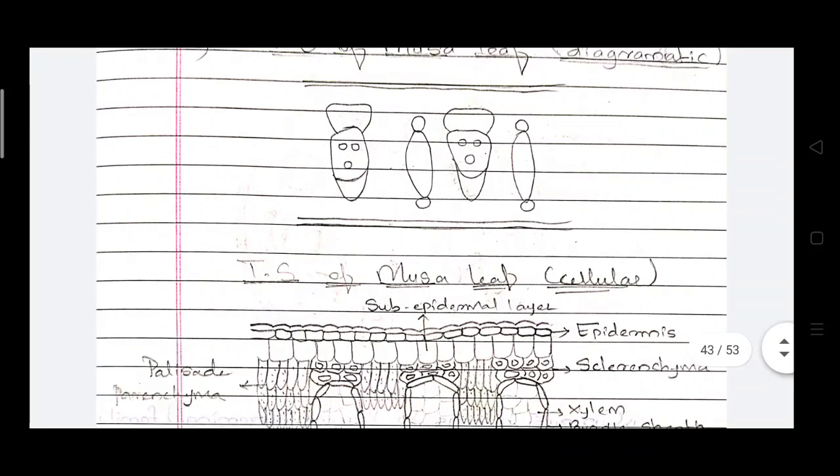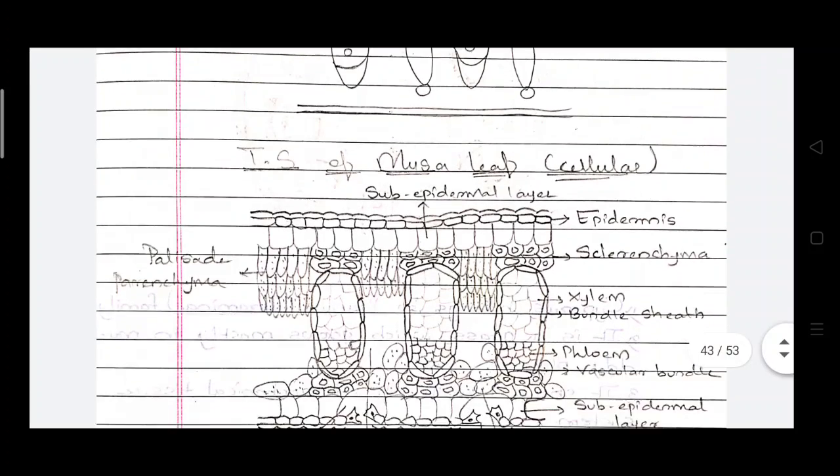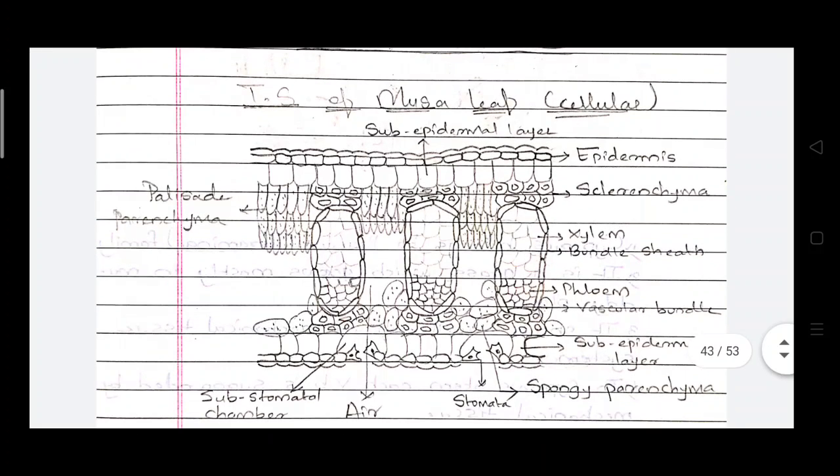In that, if we observe the cellular diagram of the musa leaf, the outer layer is the epidermis, which is covered by the cuticle. Then after the epidermis there is the subepidermal layer. Then after this subepidermal layer, some sclerenchymatous patches are present above the xylem or above the vascular bundles.